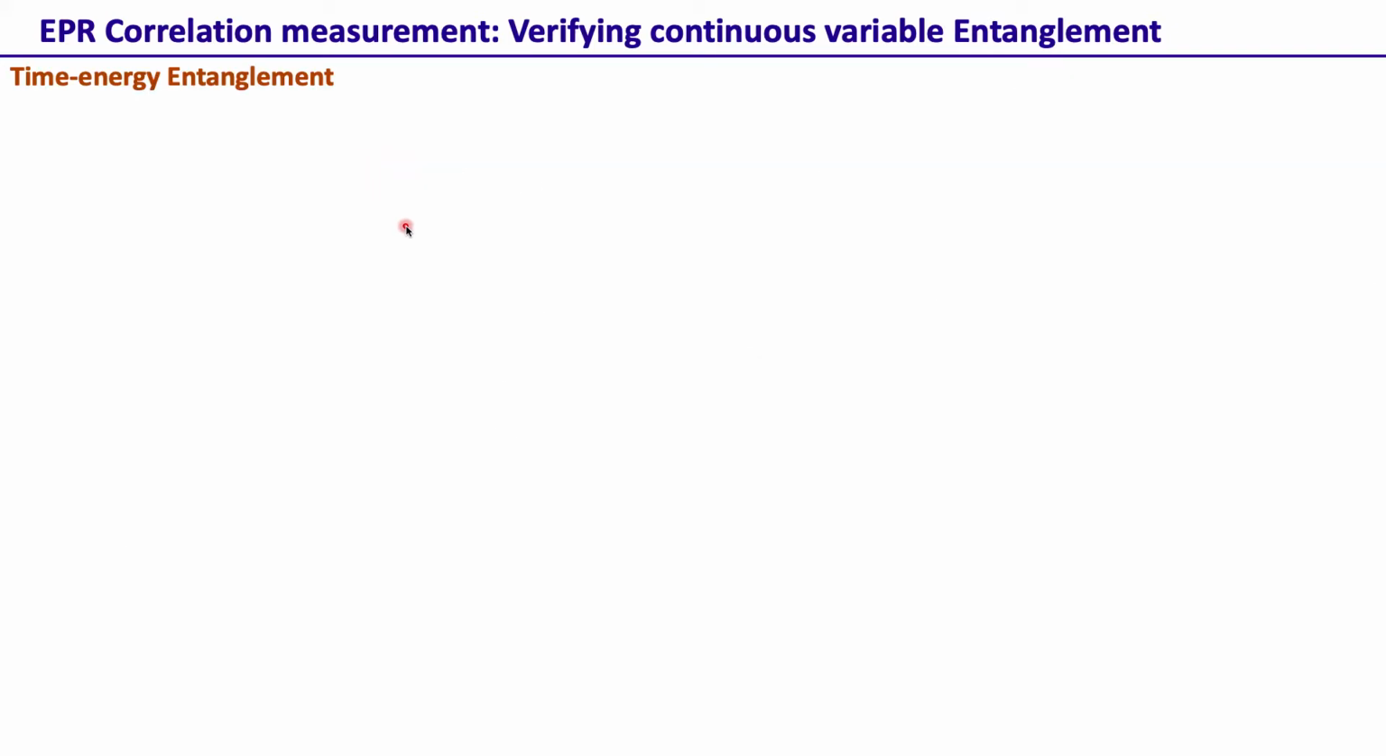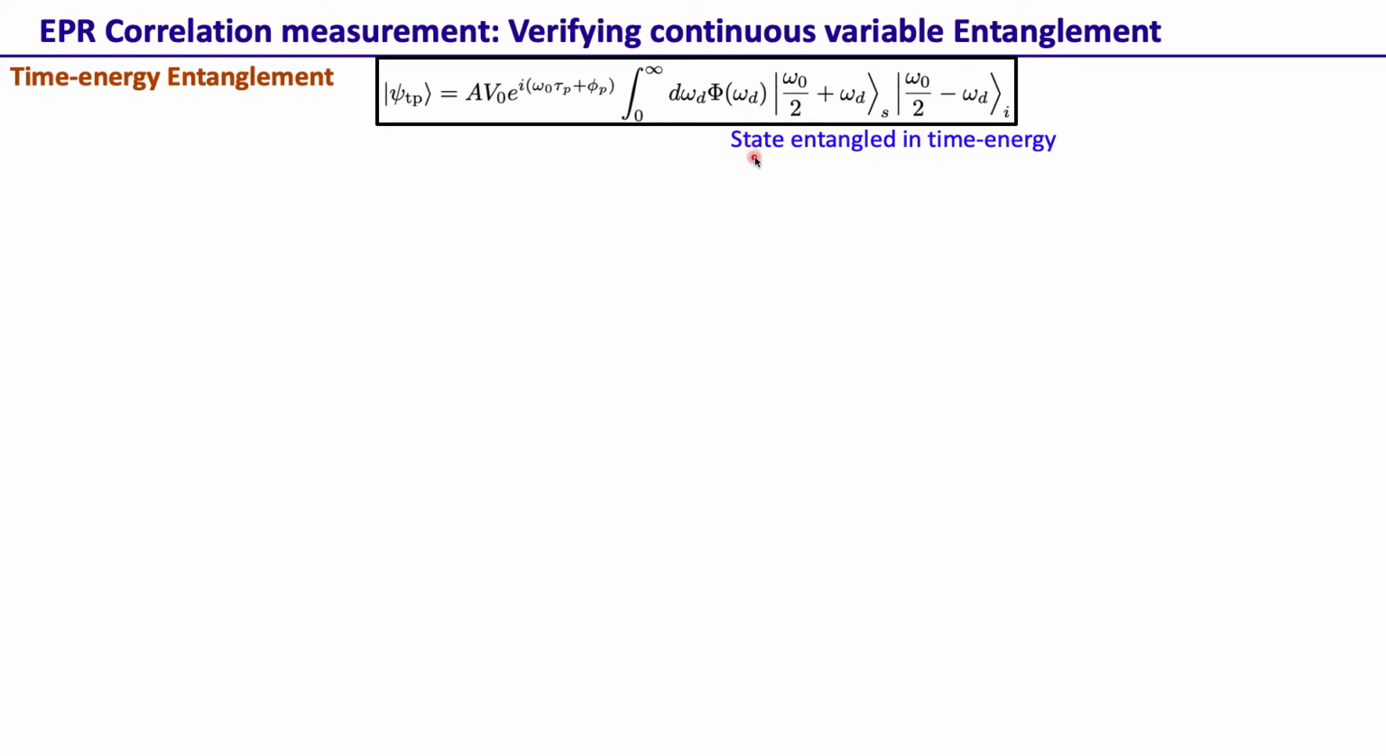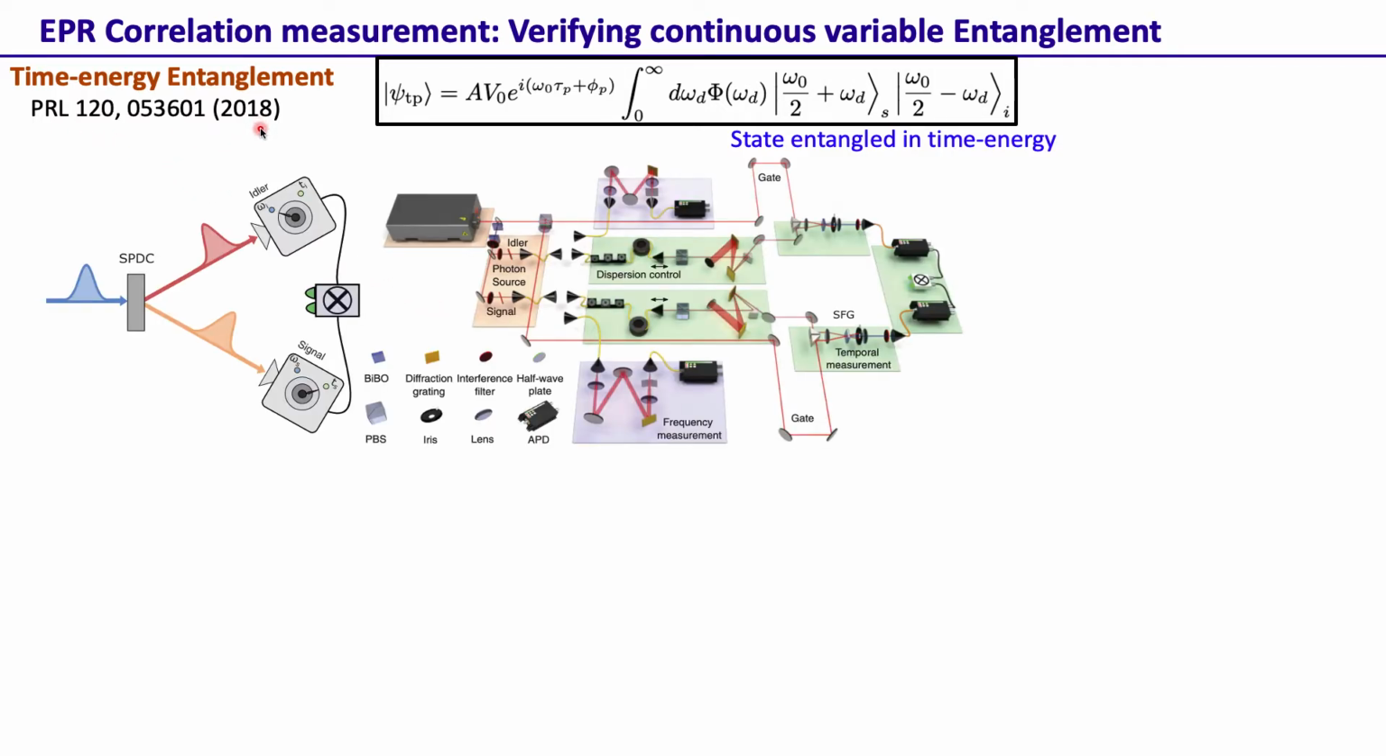Then we look at time energy entanglement. We have already seen that while deriving the two photon wave function in the temporal basis, we derived this wave function, and it is certainly entangled in time and energy because that's an inseparable wave function. So this indeed can be derived using the BBO crystal through parametric down conversion. This was the experiment reported in 2018 using parametric down conversion. So that's a pretty complicated experiment.